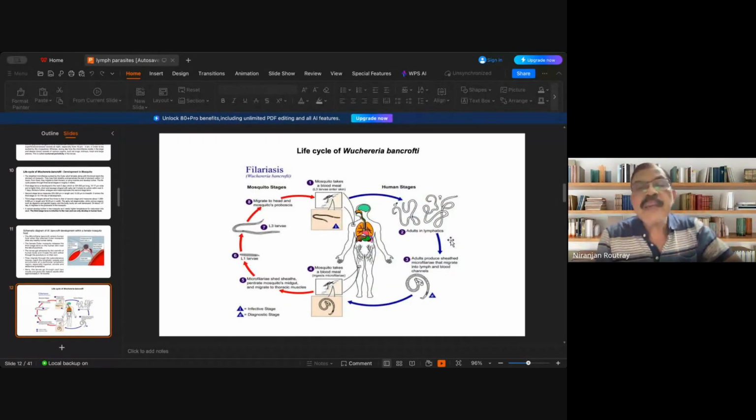So complete life cycle has been shown here. You can see the different stages. Number one, mosquito takes a blood meal here, and then after when it takes the blood meal, it releases the microfilaria at the punctured region on the skin.